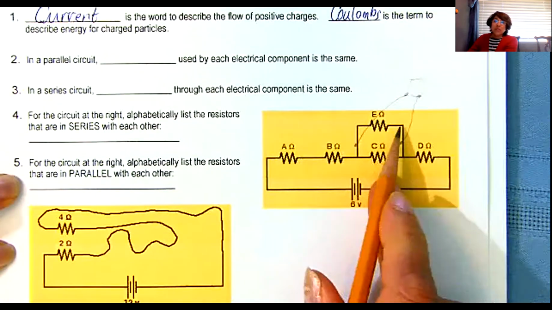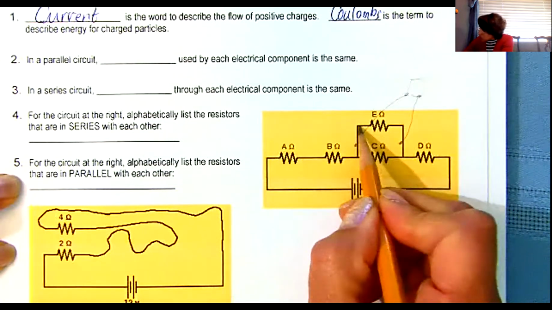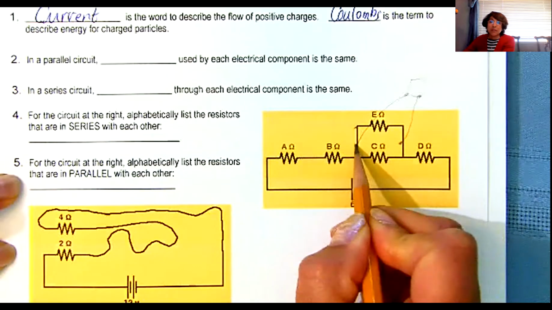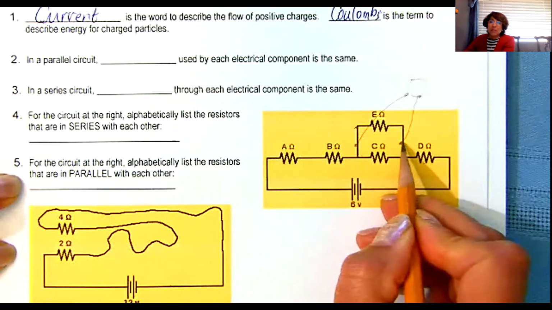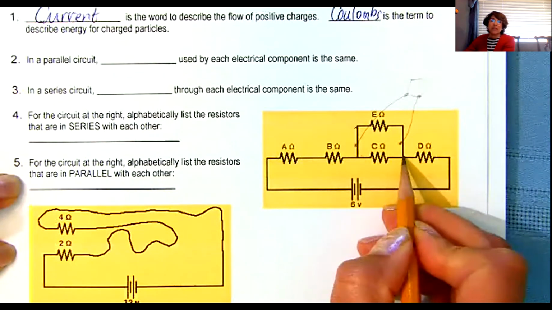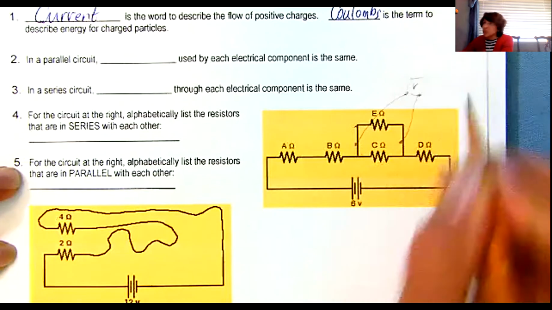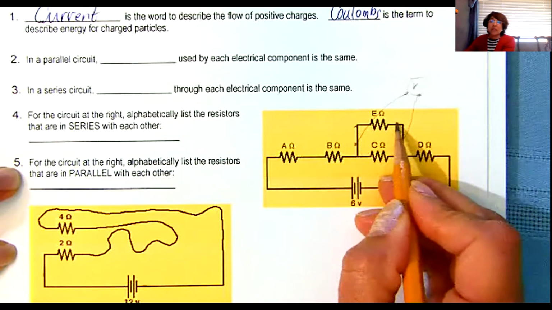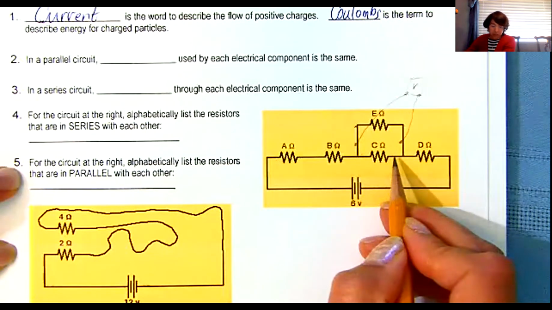The E resistor and the C resistor are in parallel. Notice that this node here is the same as this node here, which is the same as this node here. And on this side, this node here is the same as this node here, is the same as this node here. They're in parallel. So it turns out that the voltage is going to be the same if you measured it on either side of the E resistor and on either side of the C resistor.